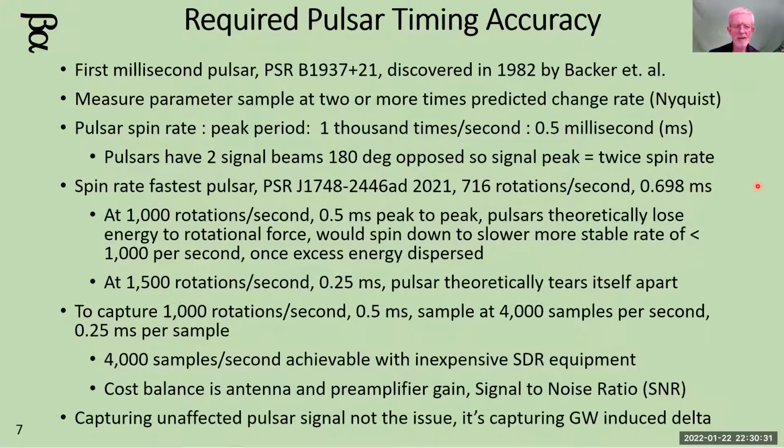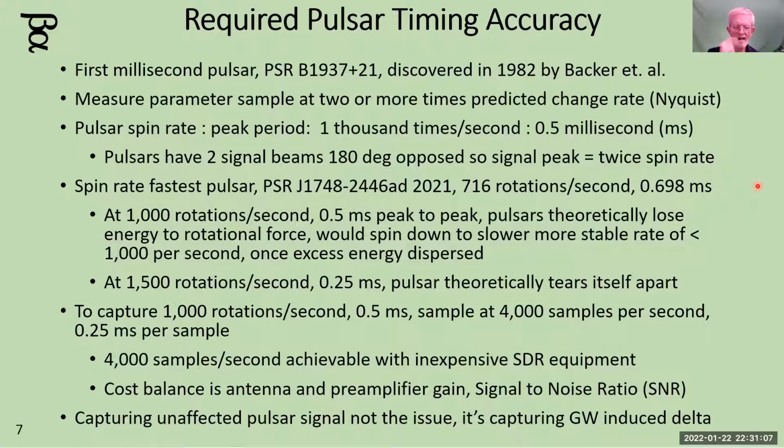So what's the timing accuracy? First of all, you want to be working with these millisecond class pulsars, very quick pulsars. The first millisecond pulsar was discovered in 1982. And remember, you need to measure whatever sample you're taking at least twice the rate at which it changes in order for you to detect changes. This is Nyquist, or NyQuil as some people call it. But that's just signal analysis.